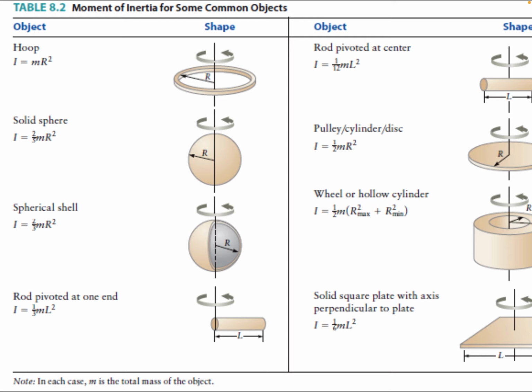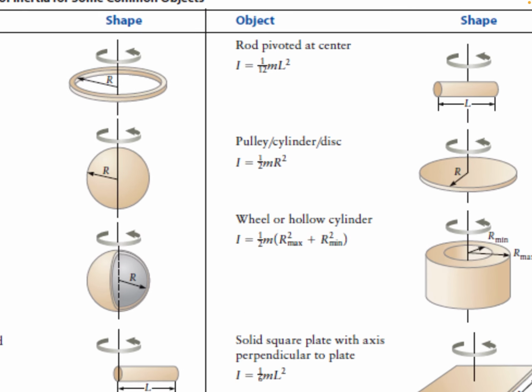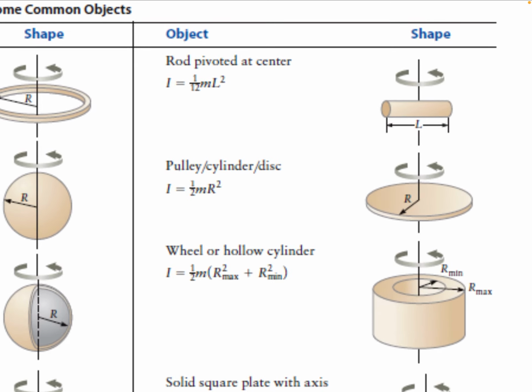A solid sphere would be a solid ball, like a lacrosse ball or a golf ball. So a spherical shell or a hollow ball is 2/5 mr squared. If we have a thin rod rotating around one edge of the rod, the formula is 1/3 mass times length squared. If we have a thin rod rotating around the center of the rod, it's 1/12 ml squared.